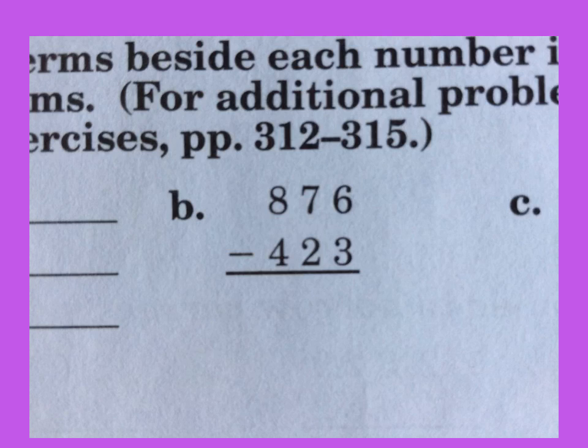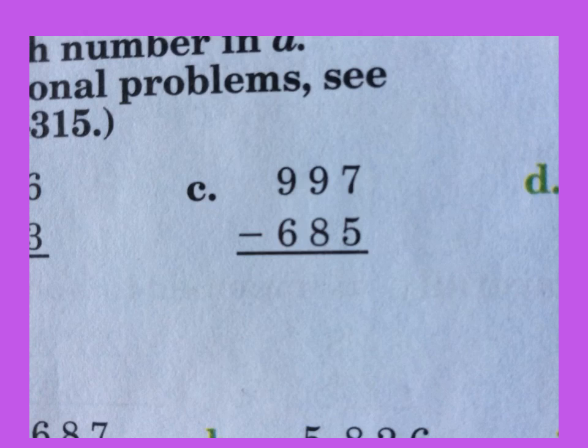Okay, let's do B together. 6 minus 3 is 3. 7 minus 2 is 5. And 8 minus 4 is 4. Let's go ahead and circle our answer of 453. C. 7 minus 5 is 2. 9 minus 8 is 1. 9 minus 6 is 3. And our answer is 312.